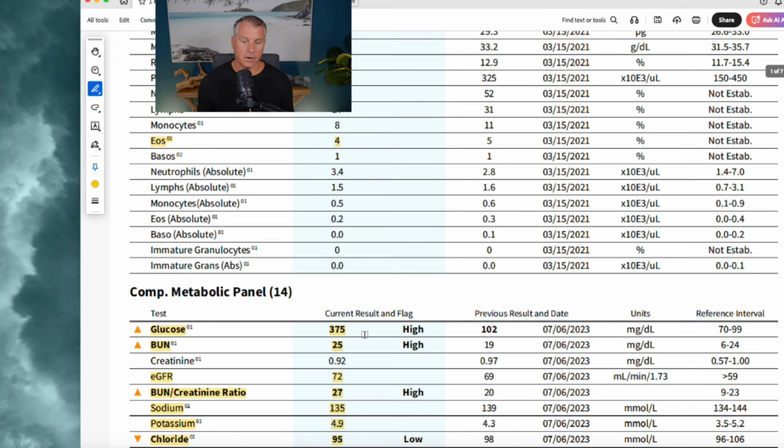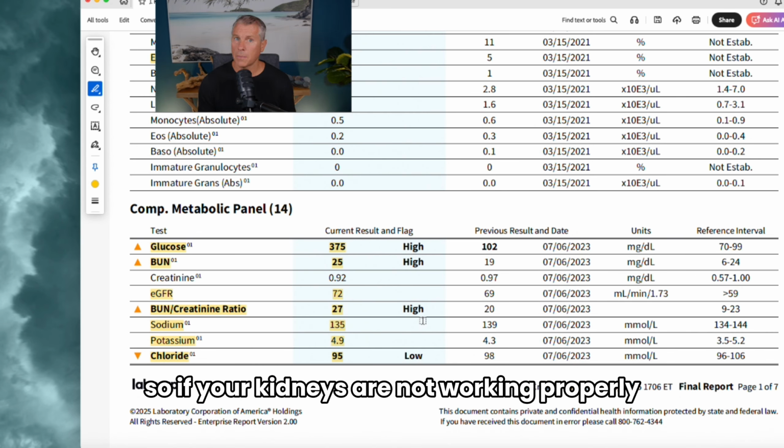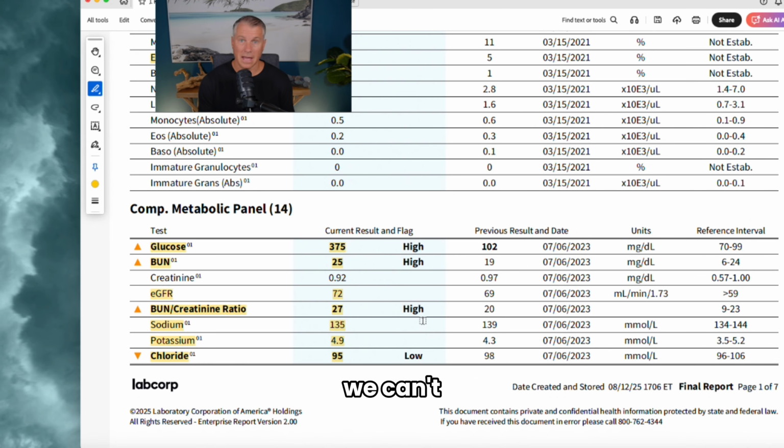Now, if we scroll down here, we can see another issue going on, and we look at the kidney. The kidneys have major roles in the body. Obviously, it's an eliminating factor to get things out of your body, but it's heavily involved in blood sugar regulation as well. So if your kidneys are not working properly, how can you have normal blood sugars? You can't.